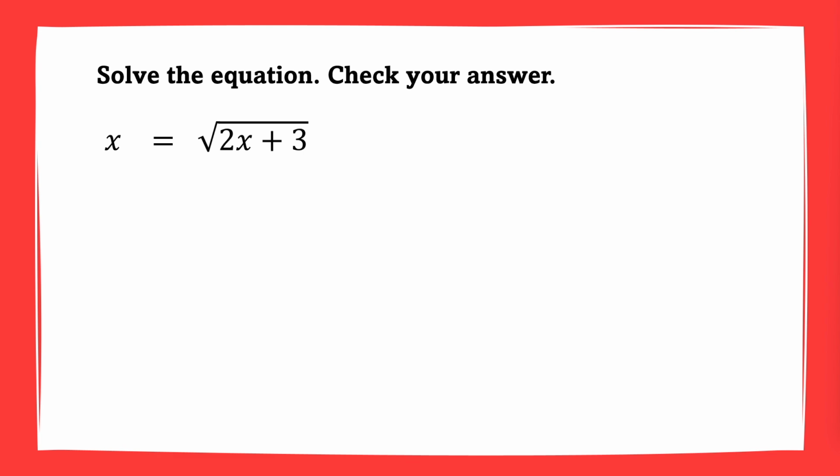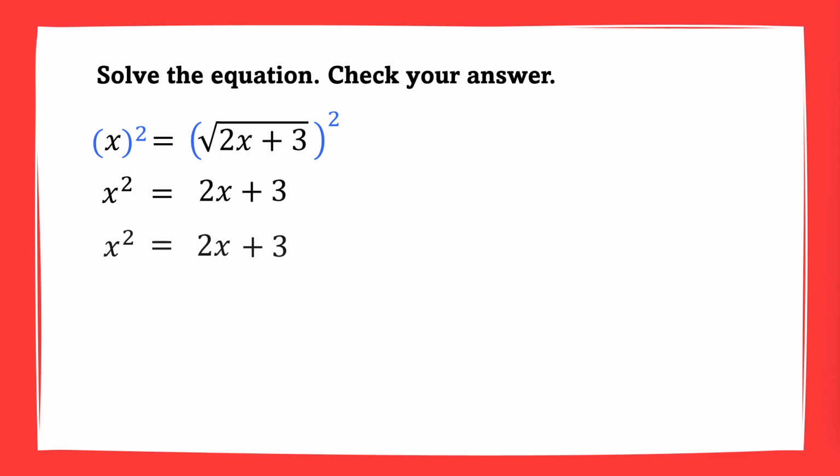To solve this equation, we square both sides, giving us x squared equals 2x plus 3. We now have a quadratic equation. Let's write it in standard form by moving every term to one side and setting it equal to 0. Remember, when you move a term to the other side, you have to change its sign to its opposite.